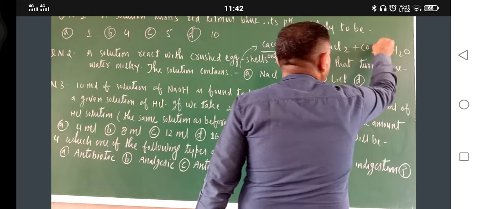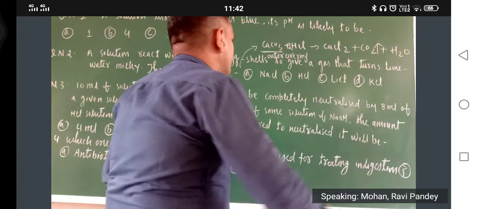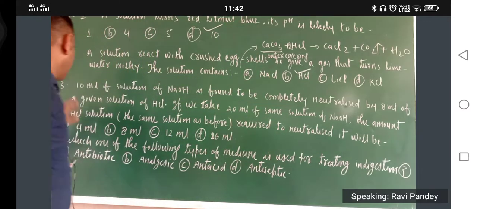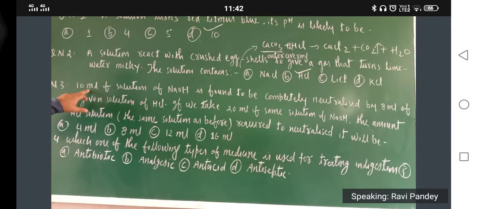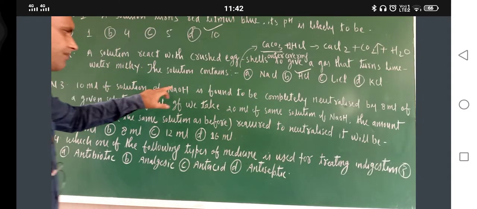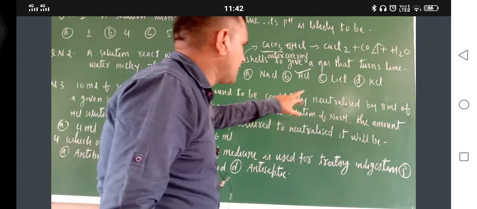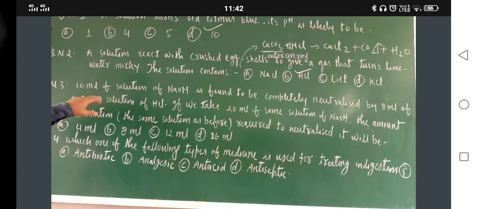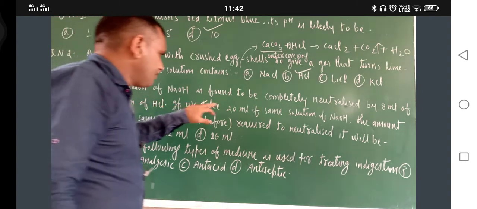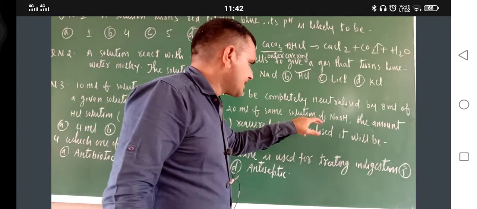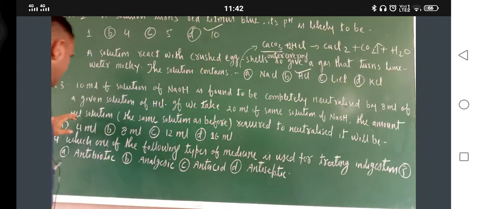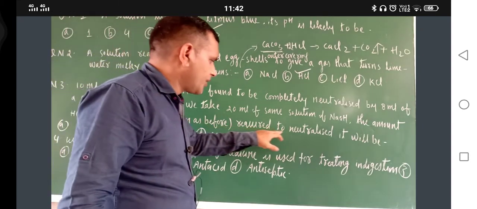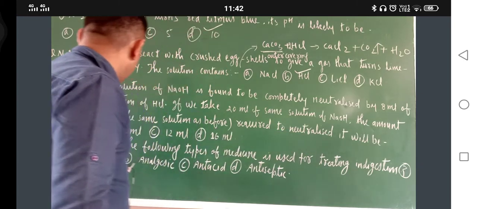So this carbon dioxide gas is evolving. So the correct option is HCl. Here correct option is 2. Question number 3. 10 milliliter of solution of NaOH is found to be completely neutralized by 8 milliliter of the given solution of HCl. If we take 20 milliliter of same solution of NaOH, the amount of HCl solution, the same solution as before, required to neutralize it will be.